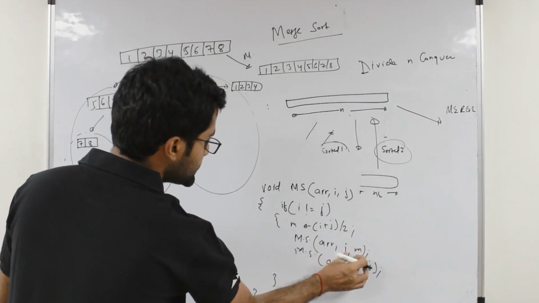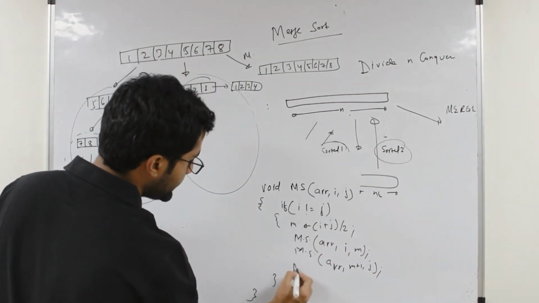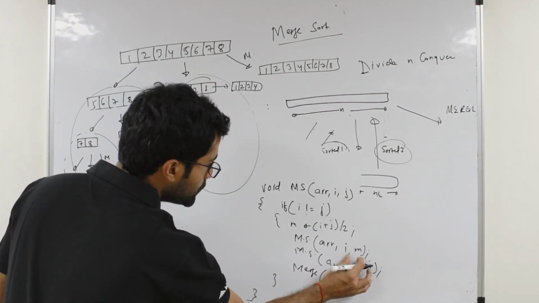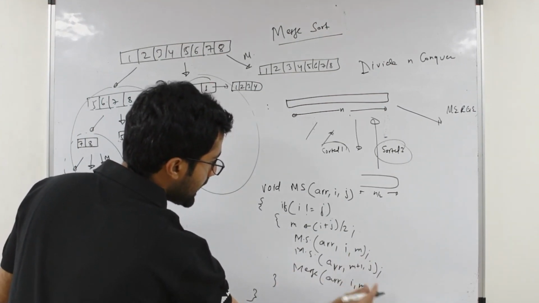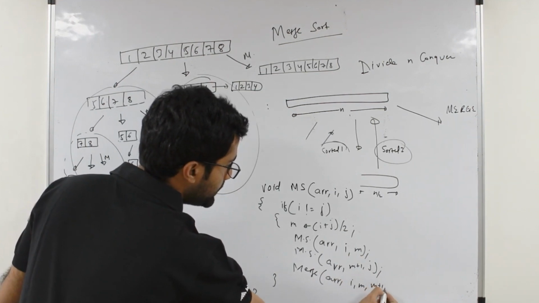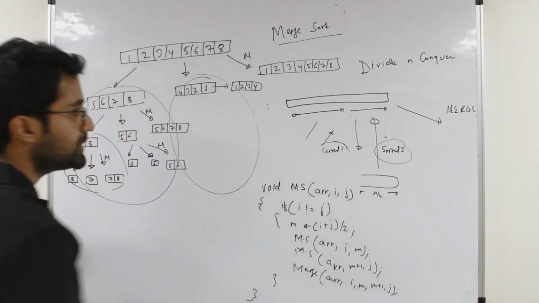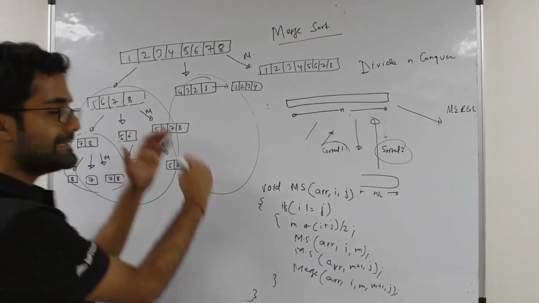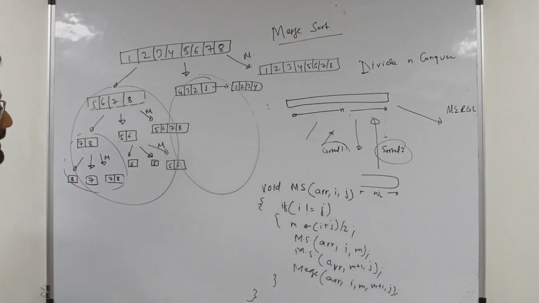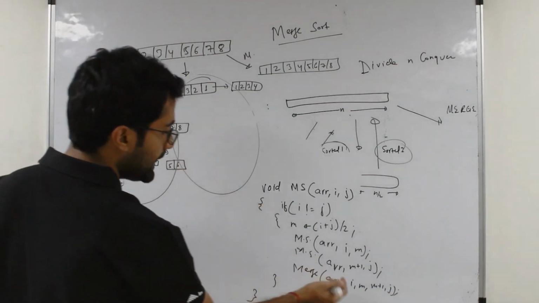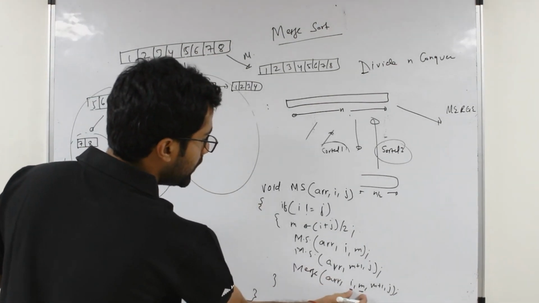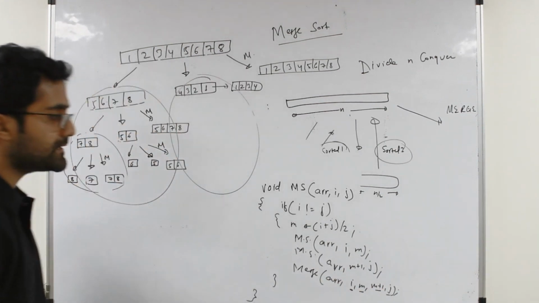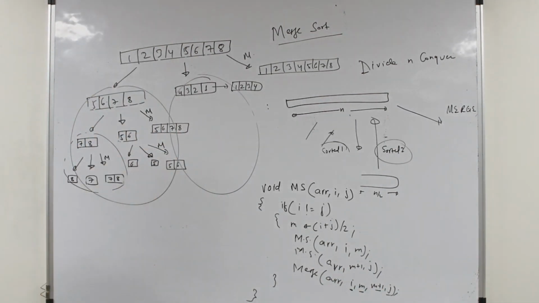Once this portion is sorted and this portion is sorted, I call merge of this sorted portion, i to m, and this sorted portion, m plus 1 to j. So this is the pseudo code for merge sort. The merge procedure you can easily write on your own, where the merge procedure would take in the starting and ending of one sorted subarray, and the starting and ending of the second sorted subarray, and merges them accordingly.